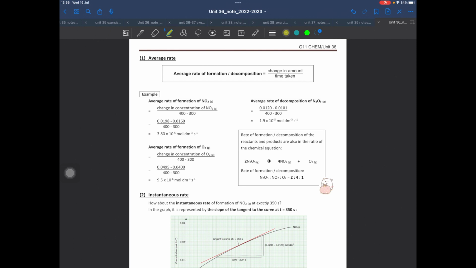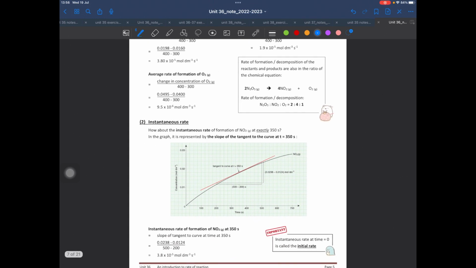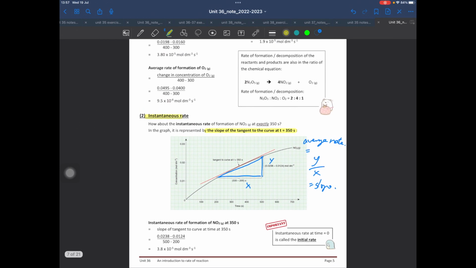Okay? Right. So next, we have completed this already. So how can we interpret the average rate? It is always the change in amount versus time taken. So this is time taken, this is X, this is change, this is Y. So Y over X equals slope, right? Good. But for the instantaneous rate, you need to draw the slope of the tangent at exactly a certain time point. Again, as I mentioned, no need to spend time drawing this. You will be given it, so just calculate. It's fine.